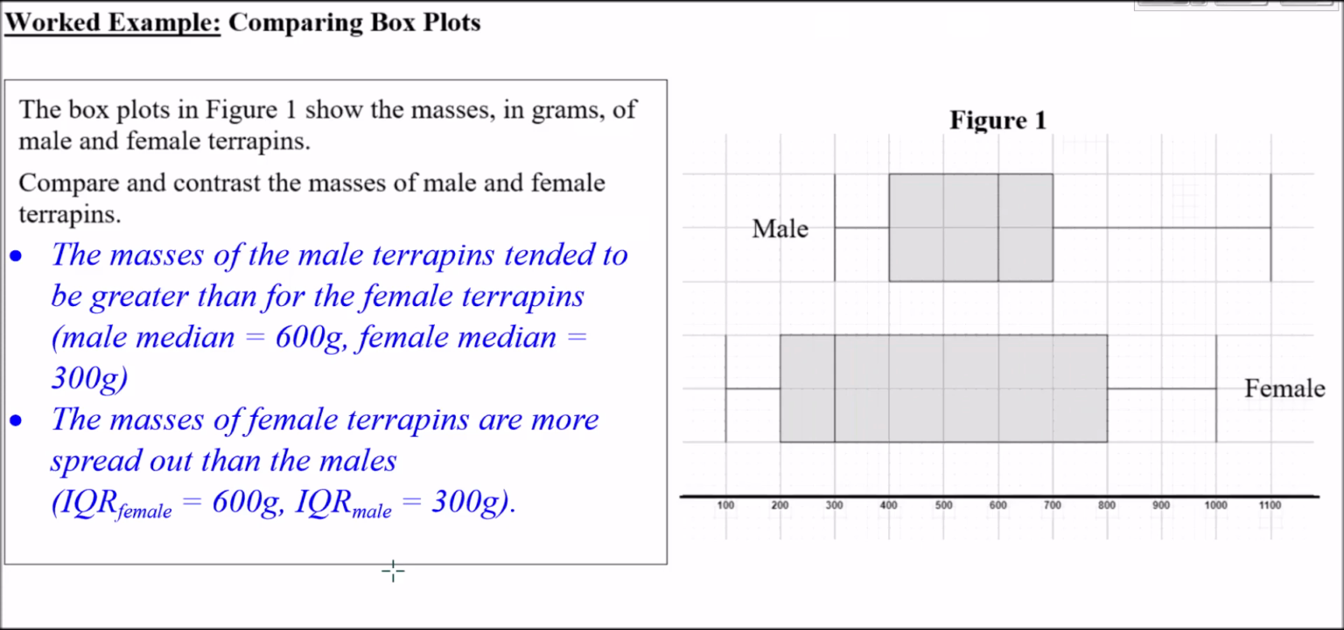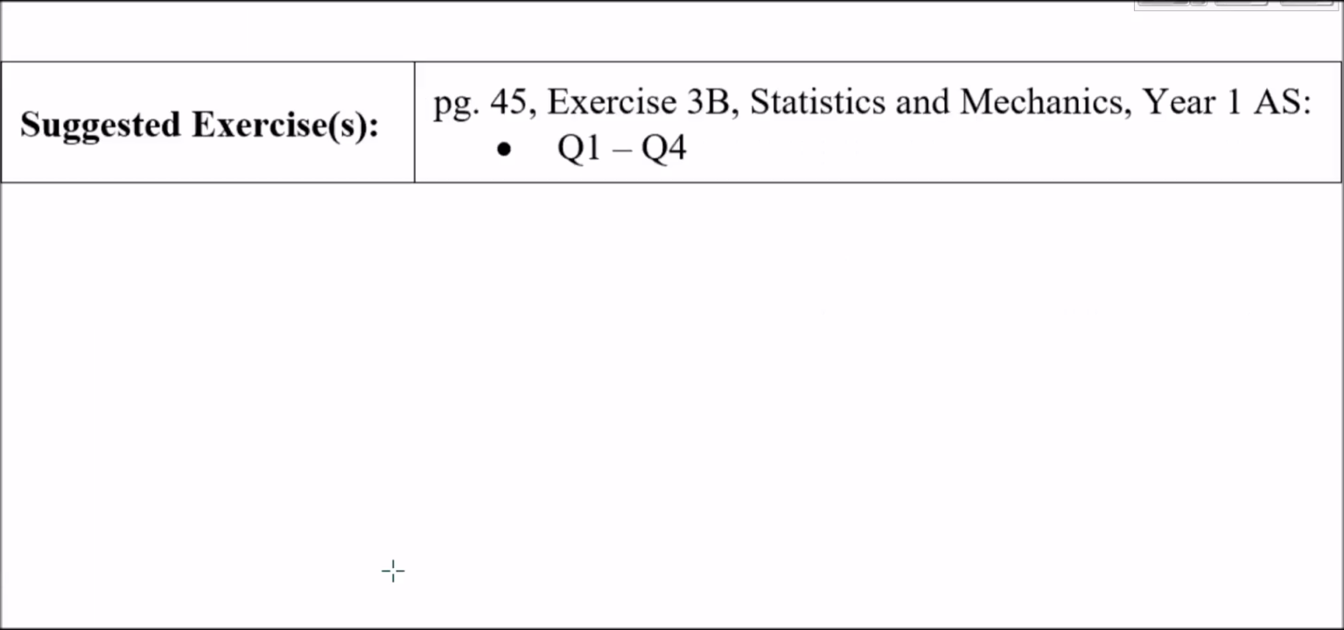Now it's over to you to try some of these on your own. So in the books, page 45, exercise 3b, statistics and mechanics, if you were to try questions 1, 2, 3 and 4, and then check that you can do those okay by checking answers at the back, that's great. If you get stuck, obviously ask me either in class or send me an email, or even leave a comment in the video section on YouTube.